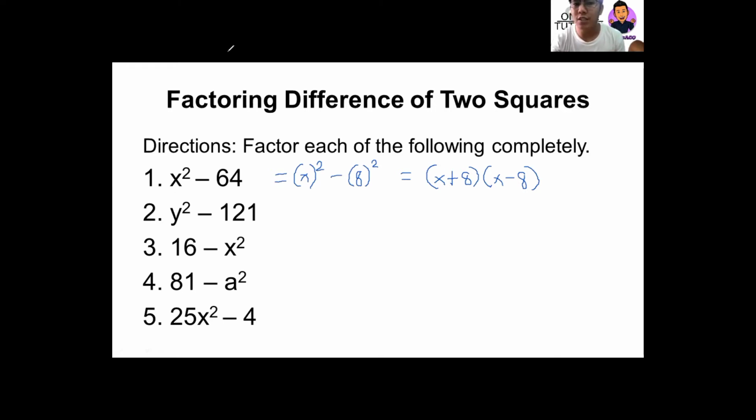But first, let us check if that is correct. Let us try the FOIL method. x times x, that is x squared, right? Then x times negative 8, that is negative 8x. 8 times x, that is positive 8x. 8 times negative 8, that is negative 64. And since negative 8x plus 8x is 0, the answer is x squared minus 64. So therefore, the factor of x squared minus 64 is x plus 8 times x minus 8.